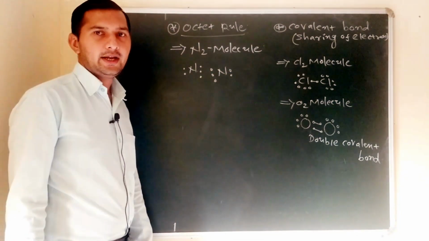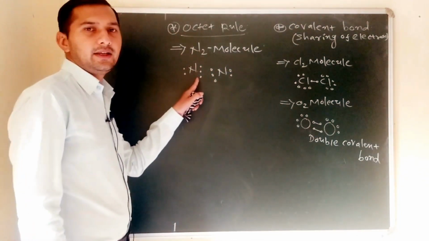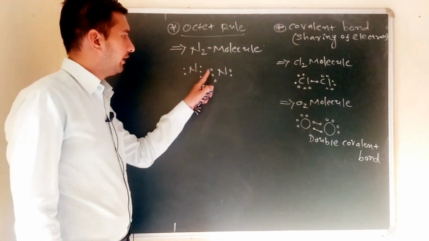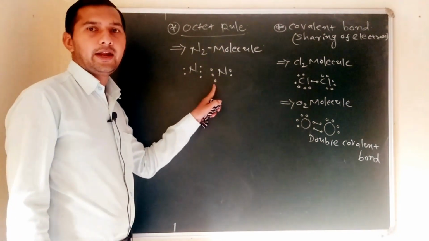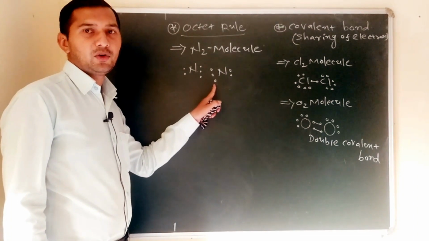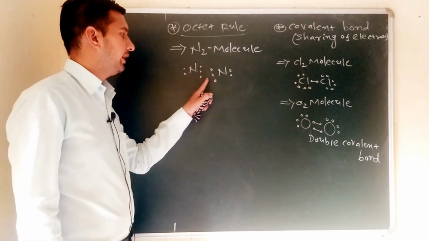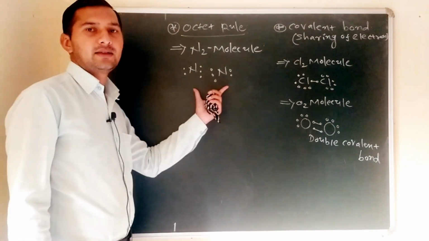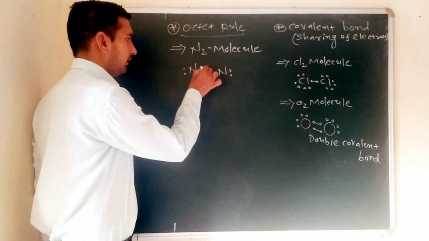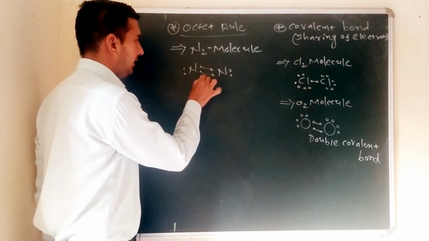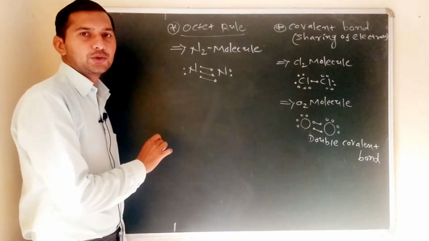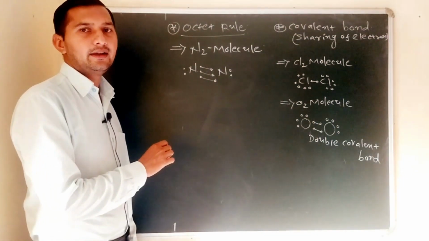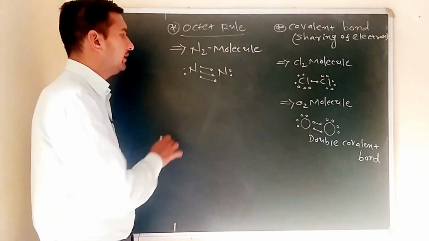So each nitrogen atom shares its 3 valence electrons with the 3 valence electrons of the other nitrogen atom and forms a triple bond, because 3 shared pairs of electrons are found in the stable N2 molecule. One single bond, a second one and a third one. So 3 covalent bonds are found in the N2 molecule. So we can say it is a triple bond.